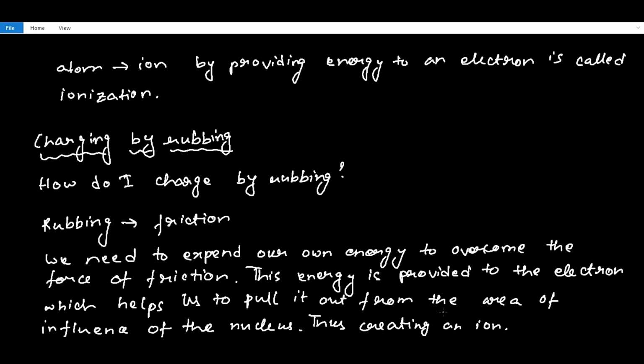And ions on a whole, on a large scale, a lot of positively charged ions, for example, together lead to positive charge in the body. This is how we can charge an insulator by rubbing.